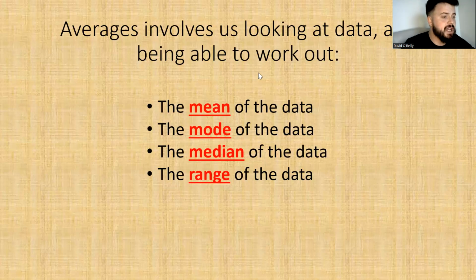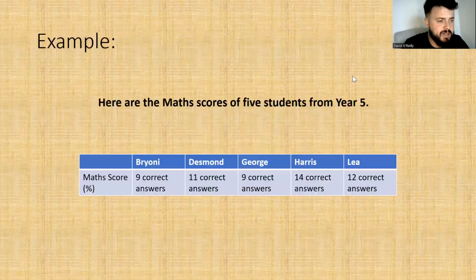Okay, so let's have a look at an example. On the screen, we've got some data. Data just means information. It says, here are the math scores of 5 students from year 5. We can see we've got 5 students, Bryony, Desmond, George, Harris, and Leah. Underneath, it tells us what they got in their math scores. So we've got 9 correct answers, 11 correct answers, 9, 14, 12. So this is data.